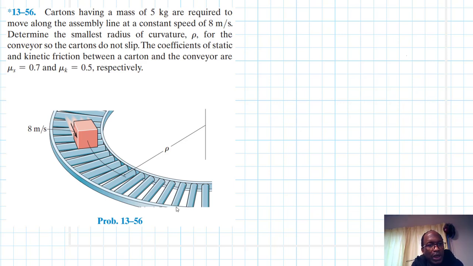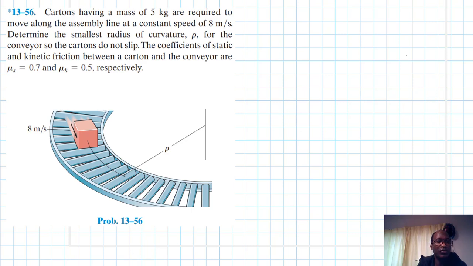The problem reads: cartons having a mass of 5 kg are required to move along the assembly line at a constant speed of 8 meters per second. Determine the smallest radius of curvature rho for the conveyor so the cartons do not slip. The coefficients of static and kinetic friction between the carton and the conveyor are mu_s equal to 0.7 and mu_k equal to 0.5 respectively.